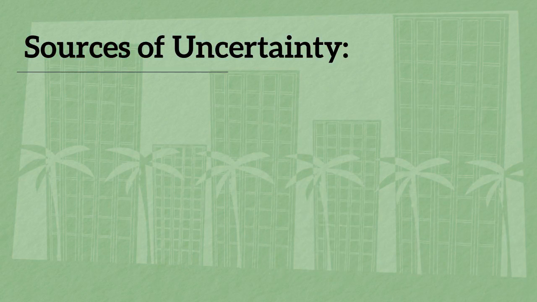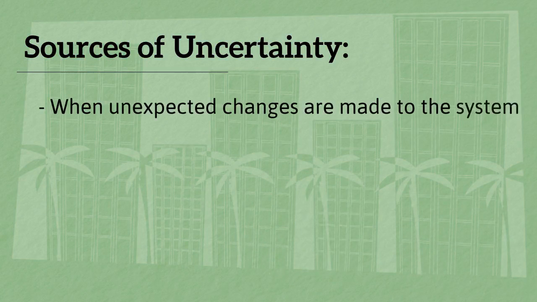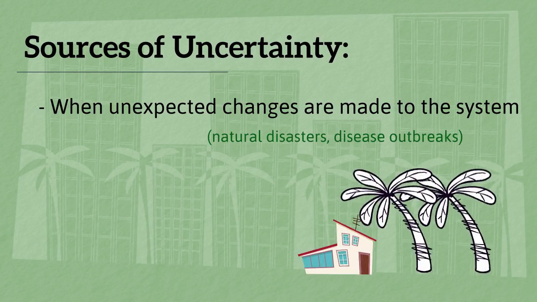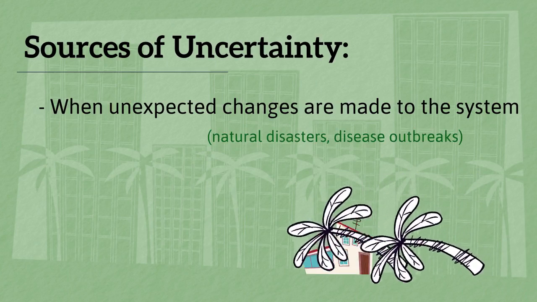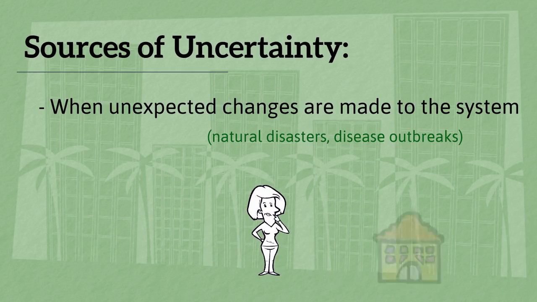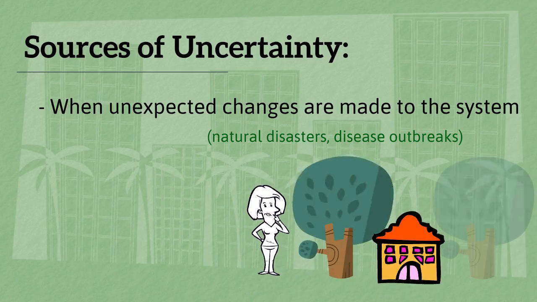Uncertainties also arise when there are unexpected changes made to the system, for example, in the form of unexpected events like natural disasters or disease outbreaks. Events that force us to make sudden changes in the way our system is organized, like changing our governing rules, changing how we allocate goods and services, or changing the way in which we disseminate information.